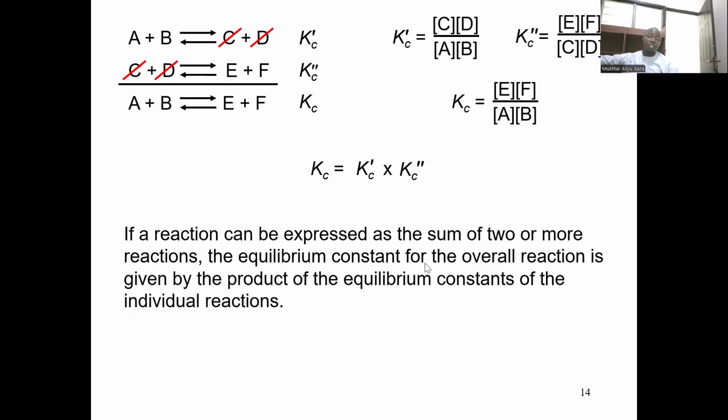So to get the Kc, we are going to have E and F divided by the concentration of A and B. So you can take the Kc of the first reaction, that is Kc prime, and multiply it by Kc double prime. So if a reaction can be expressed as a sum of two or more reactions, then the equilibrium constant for the overall reaction is given by the product of the equilibrium constants of the individual reactions.